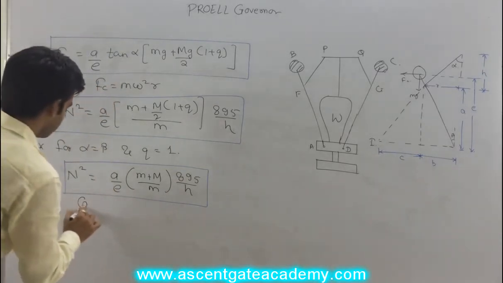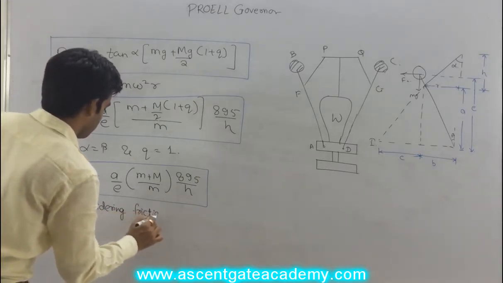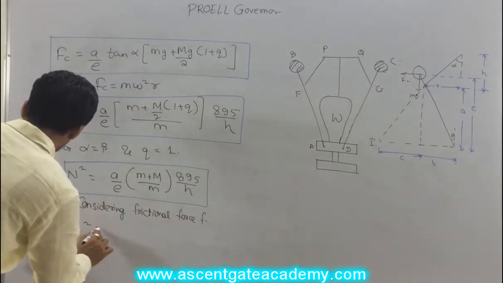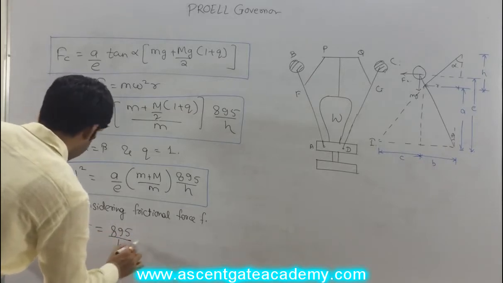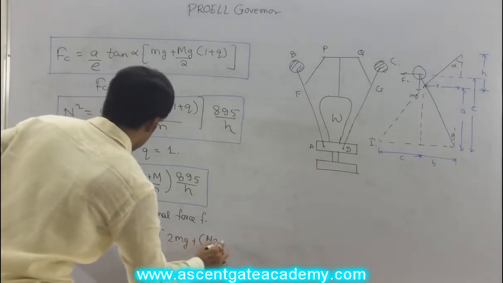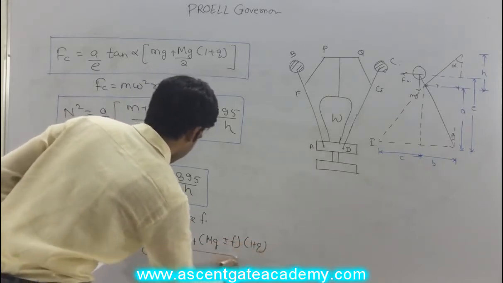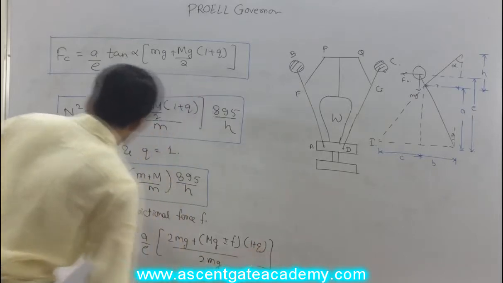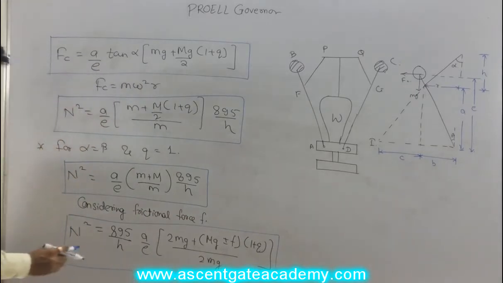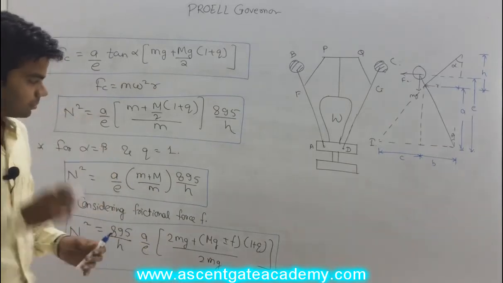Now considering frictional force, this n square will be equal to 895 by h, a by e, 2 mg plus capital Mg plus minus F into 1 plus Q upon 2 mg. That's it. Okay, so this is the formula for the Porter governor. Almost similar formula, you just have to remember one formula, and all the formula you can derive from there. Okay, clear or not?